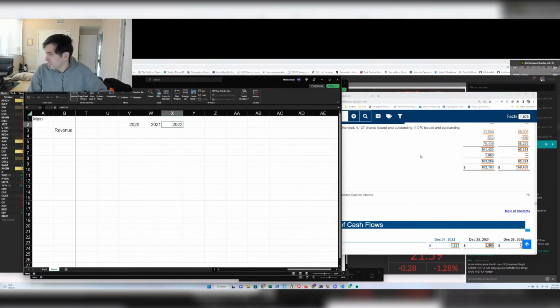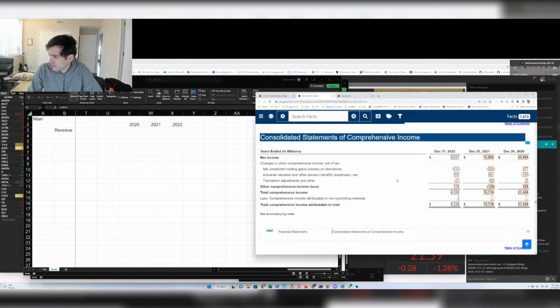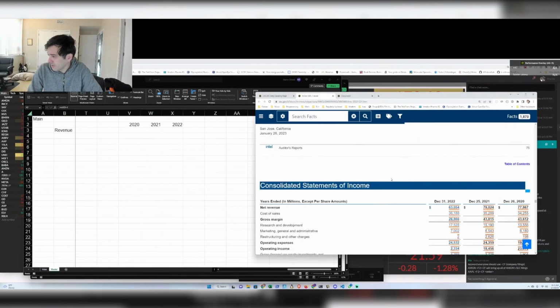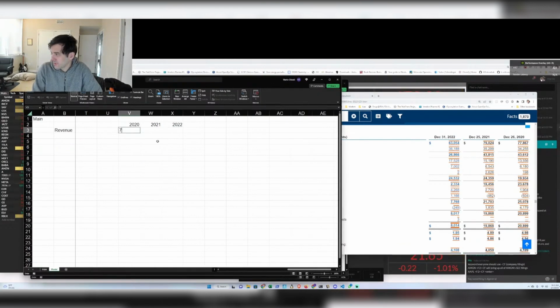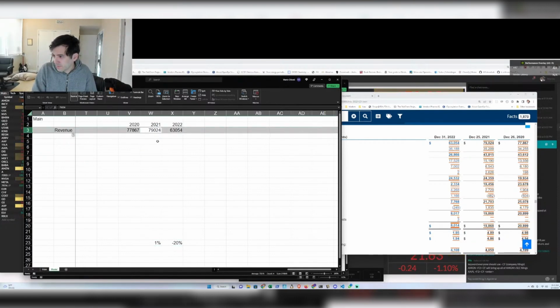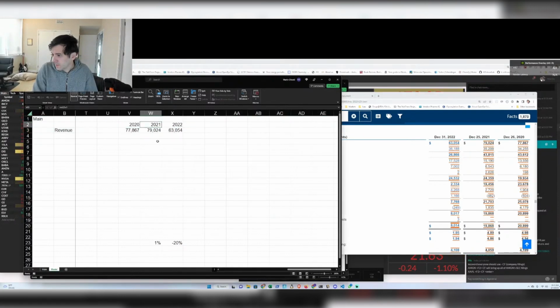All right, so let's go back to the income statement because it tells the story of the company. And you can see that the revenue, which is the sales of their product, has gone down quite a lot, actually. They dropped 20% this year, and they only grew 1% in 2021. So it's pretty interesting. Let's look at gross margin.